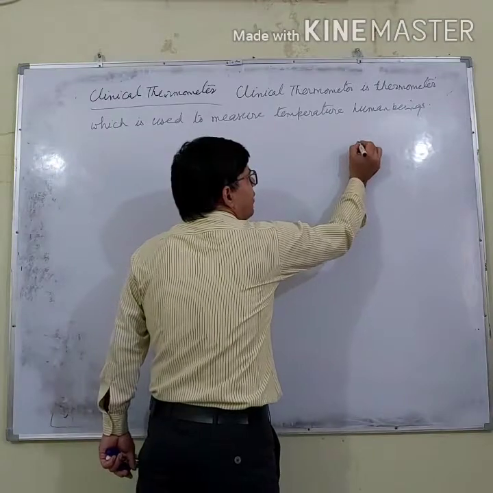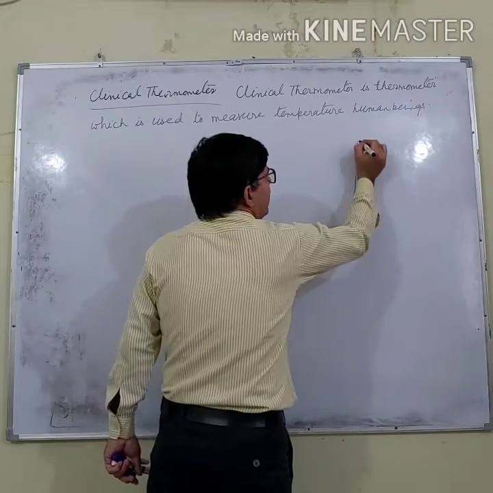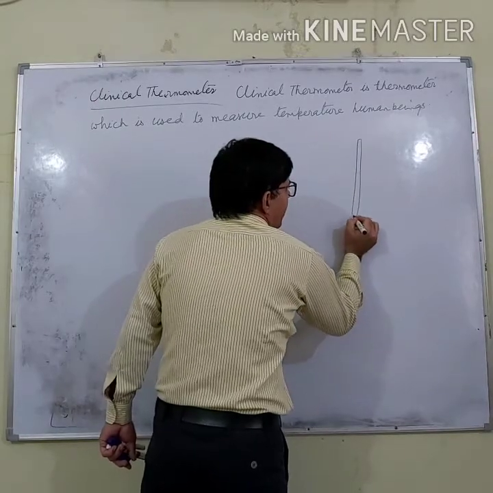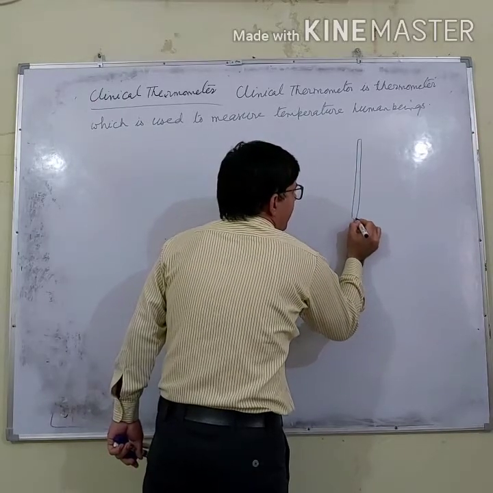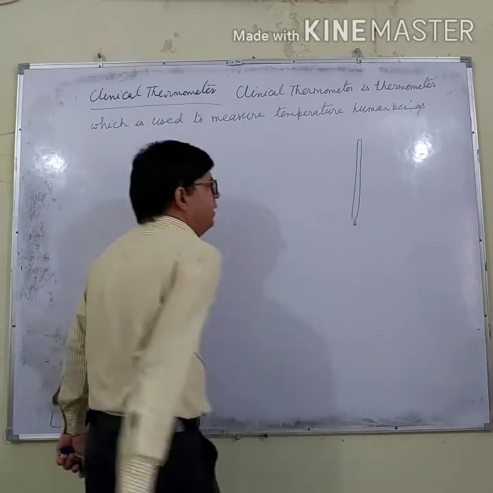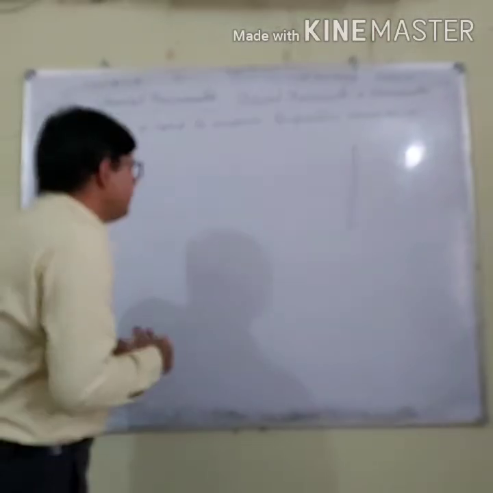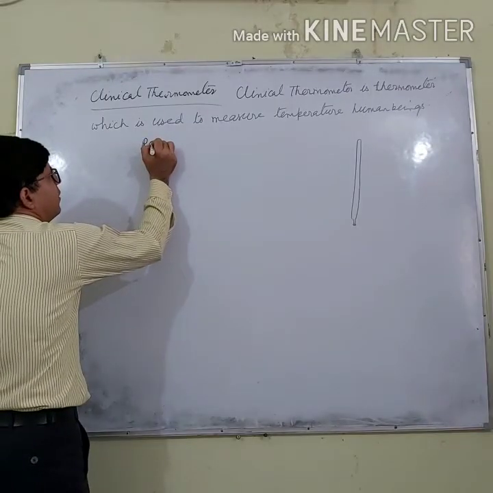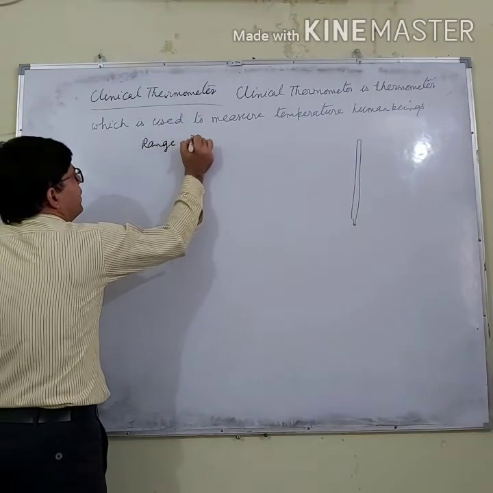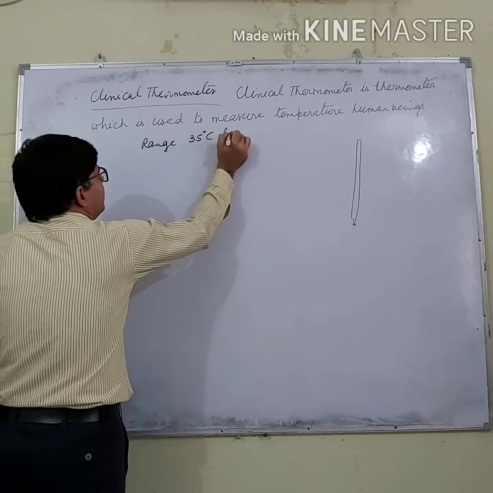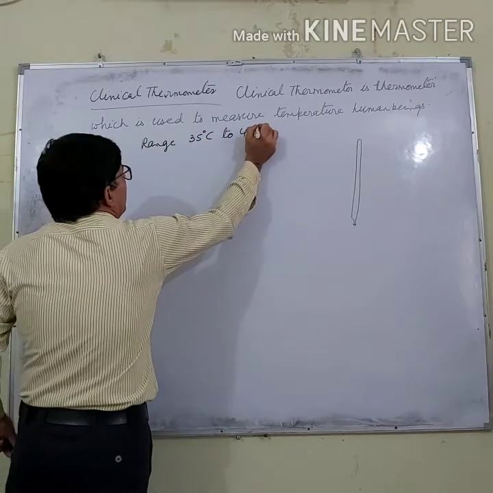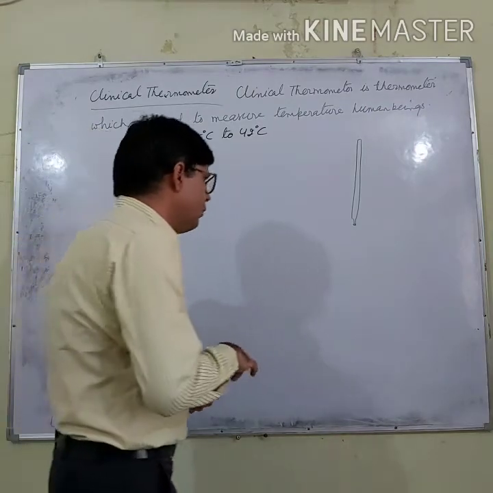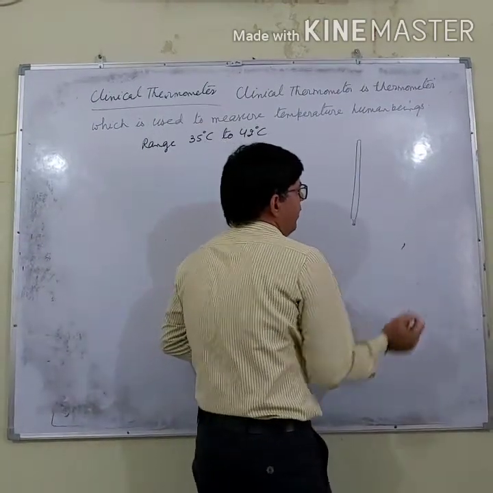Again, this clinical thermometer consists of a narrow tube. This narrow tube is called the capillary, and here we have the bulb of this thermometer. The range of this thermometer is 35 degrees Celsius to 42 degrees Celsius. And in this thermometer, what are we having?